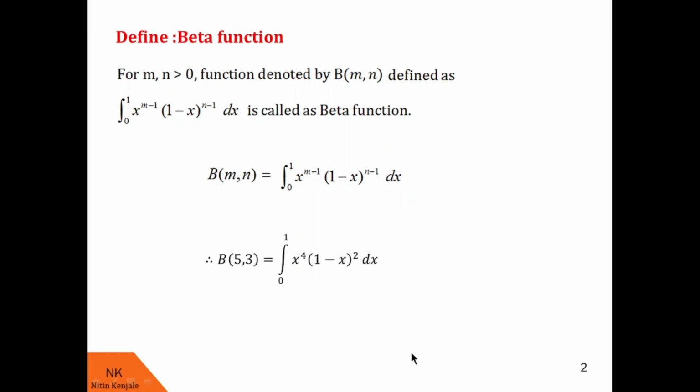Now let us see the relation between beta and gamma function. In my previous video, we saw the definition and properties of gamma function. Link of that video is given in the description box. The relation between beta and gamma function is as follows. Beta of m, n is equal to gamma of m into gamma of n upon gamma of m plus n.